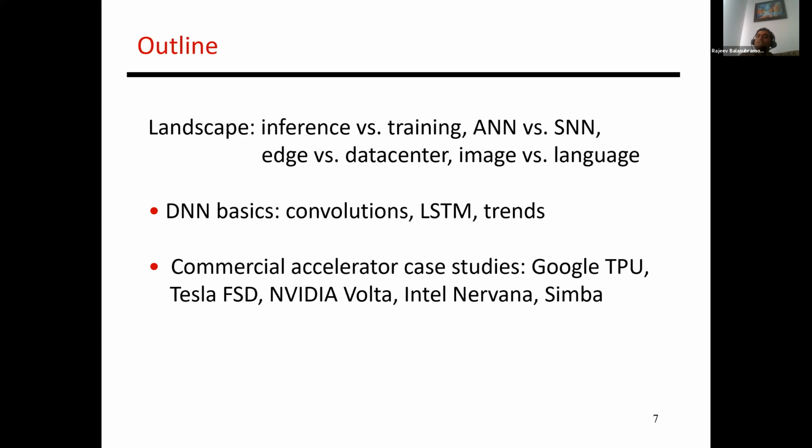Another major differentiating factor is that deep neural networks have primarily been used for 2 major applications. One is image analysis, either image classification or object detection. The second major class is language, so text to text conversion, either translation or speech recognition and so on. The networks you would use for these 2 are also very different, so it's worth understanding what the differences are in each of these.